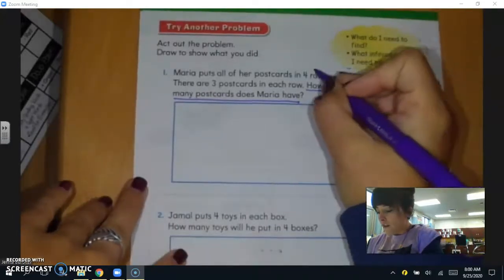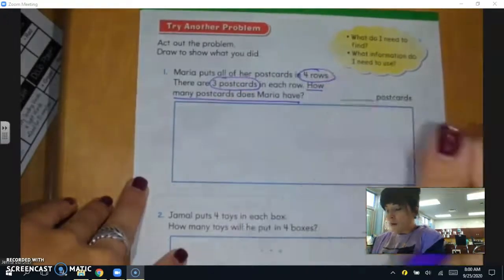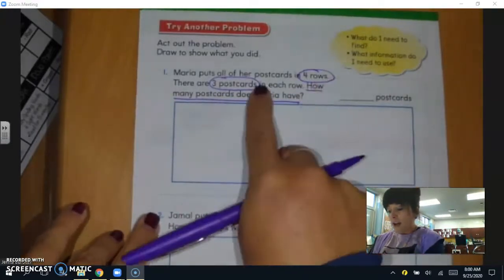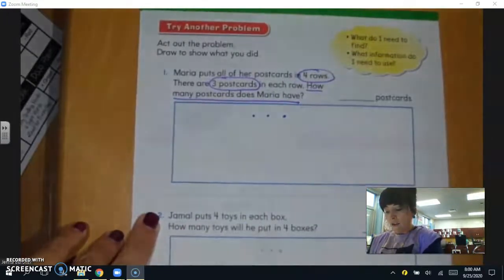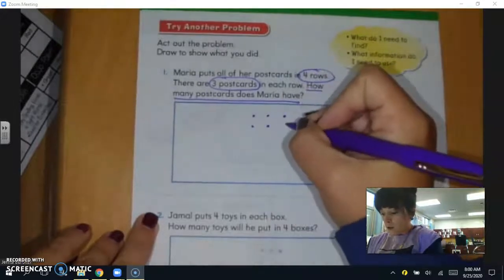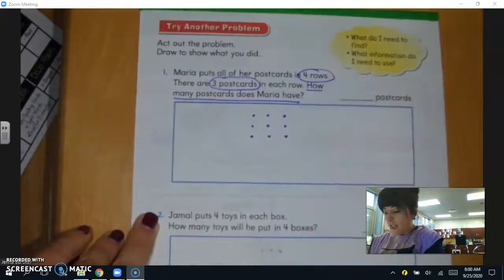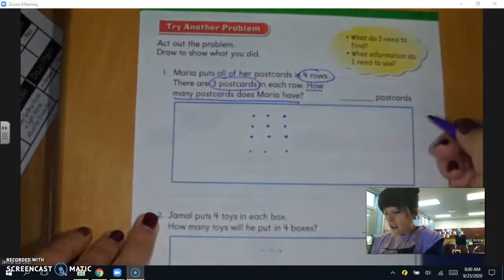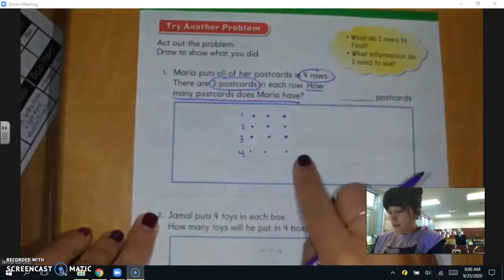We need to know that there are 4 rows and that there are 3 postcards in each one of those rows. So just like before, I'm going to draw my rows to make them make sense. Okay, so we have 4 rows, and there's 3 in each one. So 1, 2, 3. There's 1 row. 1, 2, 3. There's our second row. 1, 2, 3. There's our third row. 1, 2, 3. There's our fourth row. So 1 row, 2, 3, 4, and there's 3 in each row.